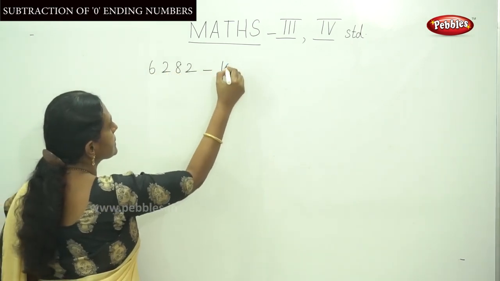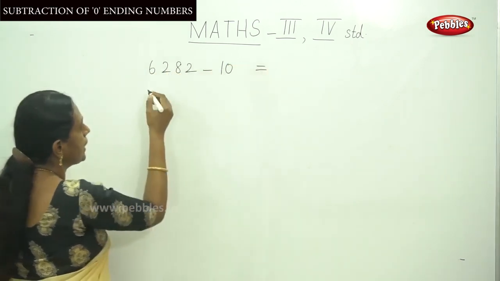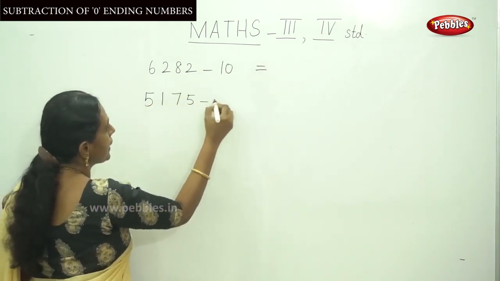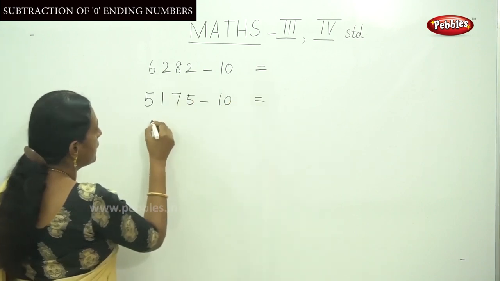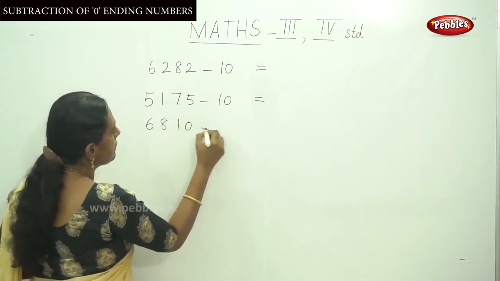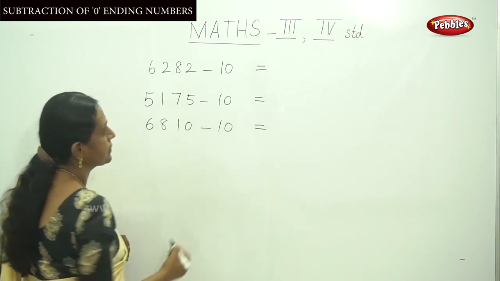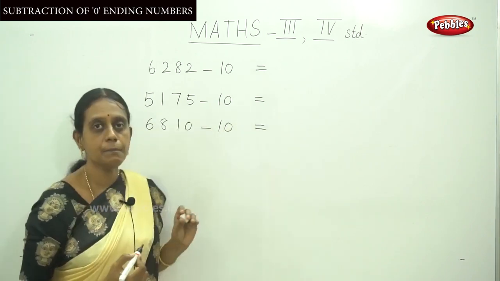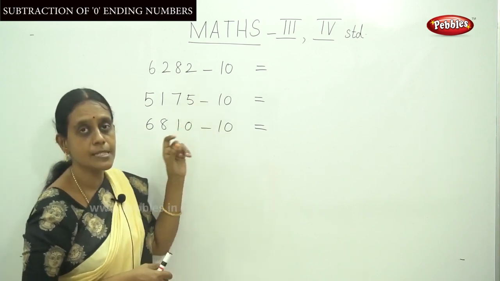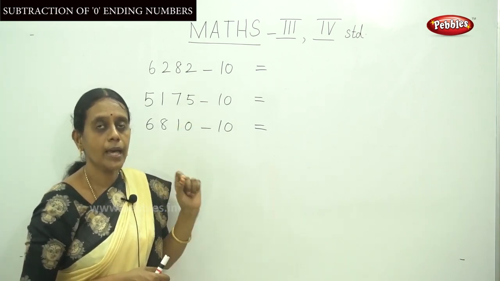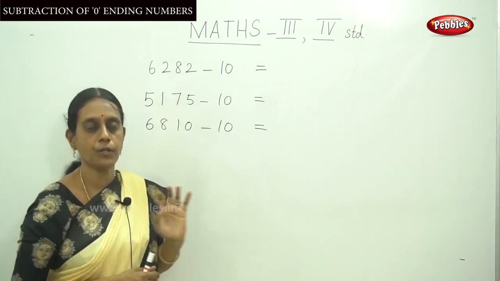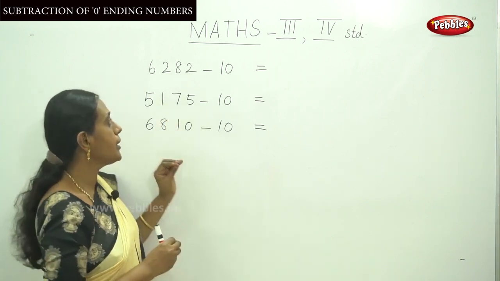6282 minus 10. And another number, 5175 minus 10. And 6810 minus 10. Okay, let me do it in a simple way. All these numbers are subtracting 10, so you should focus on the tens place number itself only. Okay, simply you can do that.